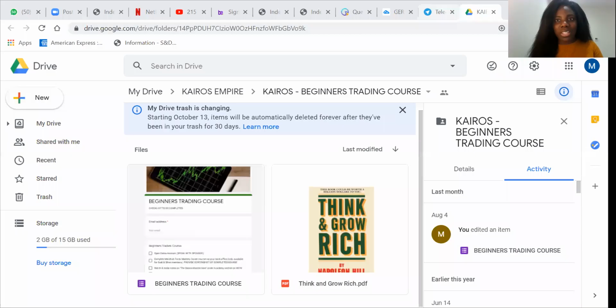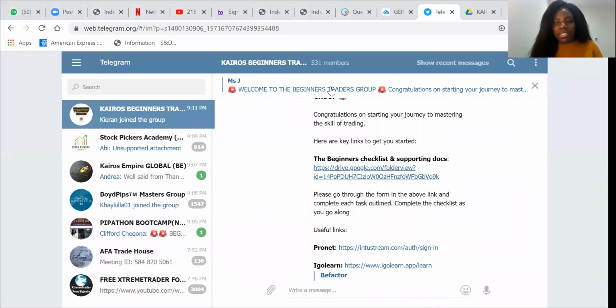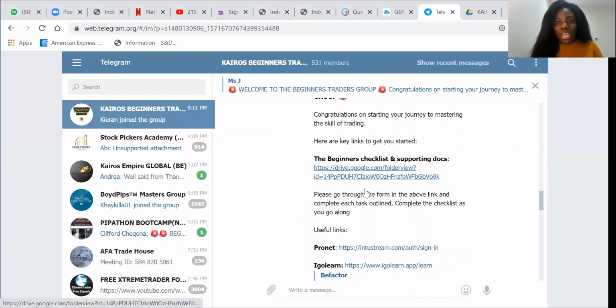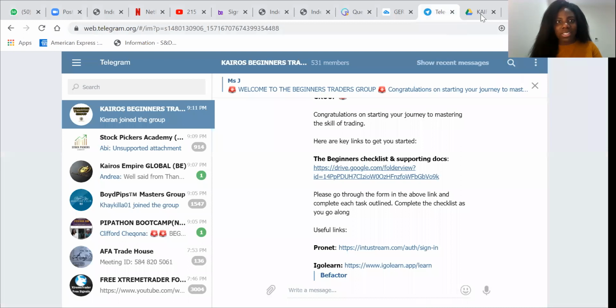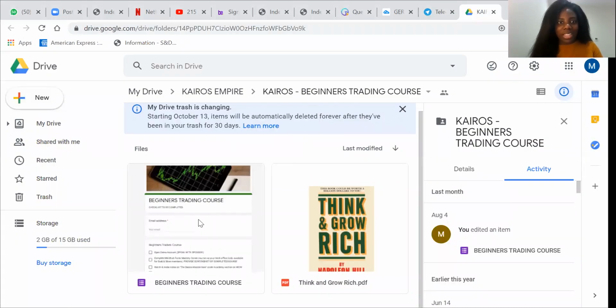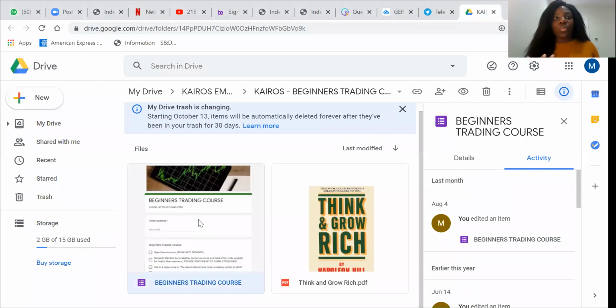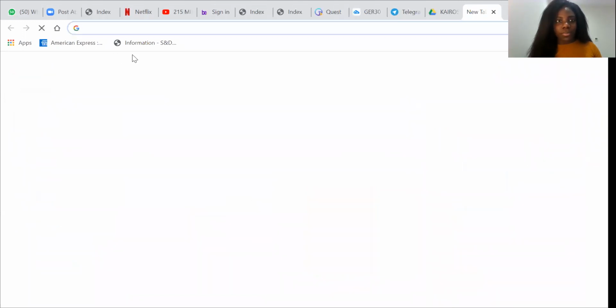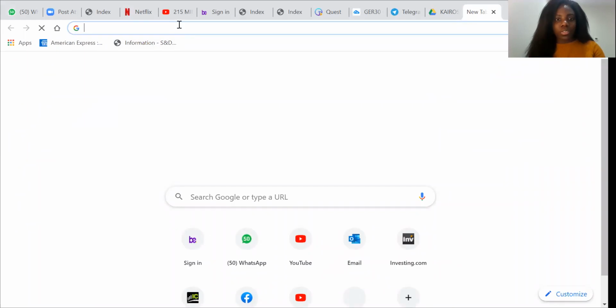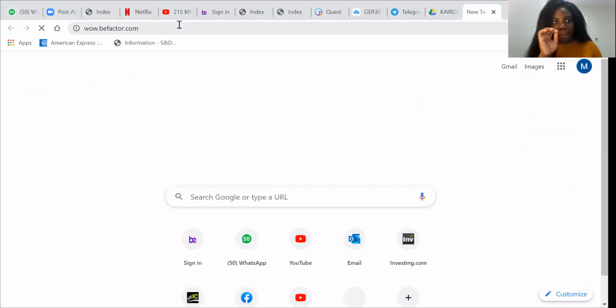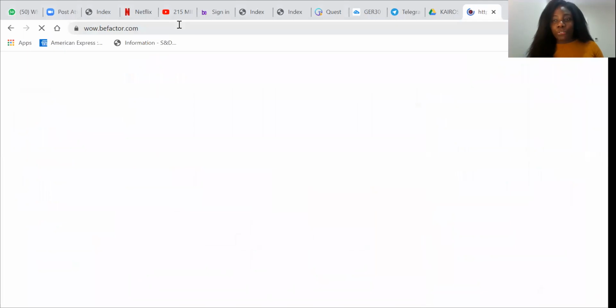Now, if you have joined the beginners Telegram group, you would have seen that there's a message tagged at the top, which gives you a checklist. This is the Kairos Empire beginners checklist, and in this checklist it gives you the course. What it outlines is simply this. It tells you to go through the beginners course on WoW. Okay, so I'm just going to log into WoW so you can see it.